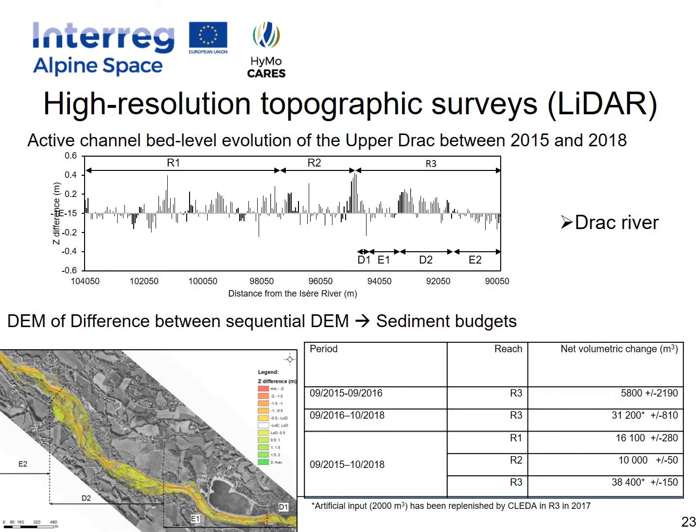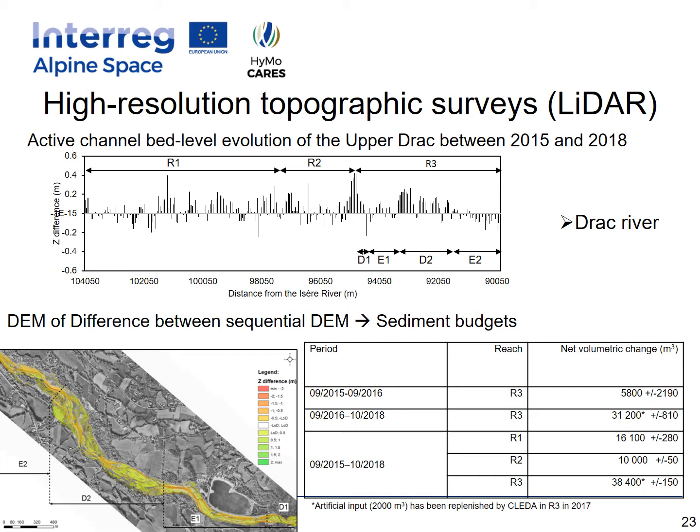A longitudinal analysis of the active bed level and the DEM of difference between 2015 and 2018 are presented on the top and on the bottom left of this slide. It shows that along the restored ridge, an alternating sequence is observed between two aggraded ridges, D1 and D2, and two degraded ridges, E1 and E2.